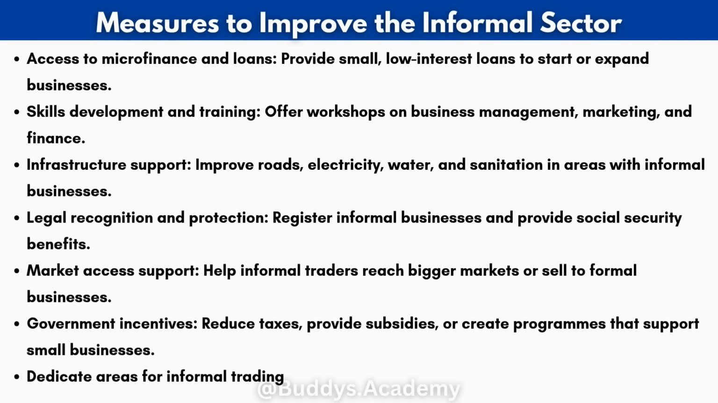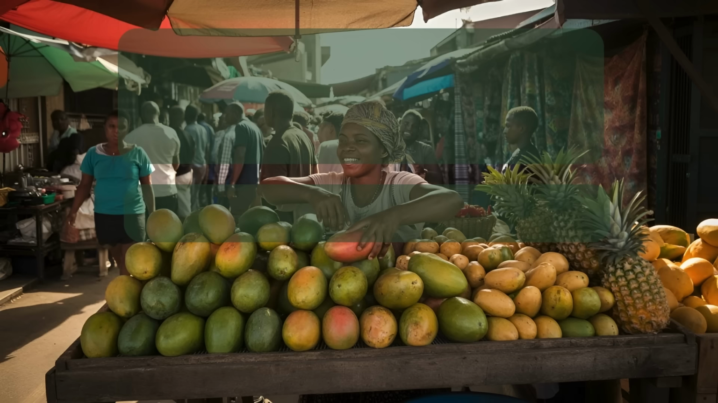Legal recognition and protection. So you're going to have to register these informal businesses and provide social security benefits. Market access support: help informal traders reach bigger markets or sell to formal businesses. And provide government incentives, so reduce taxes, provide subsidies, or create programs that support small businesses.